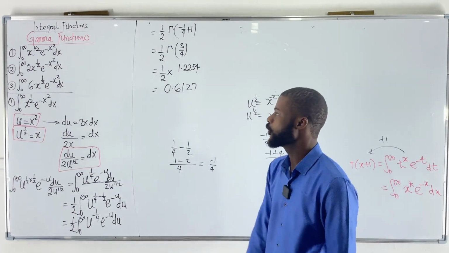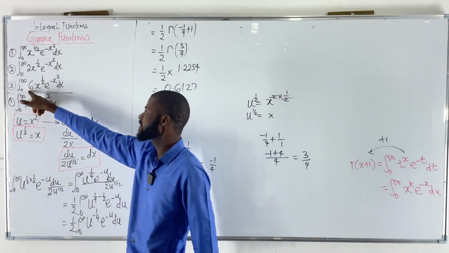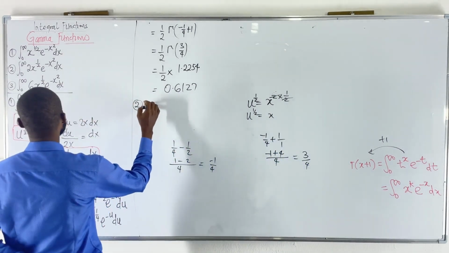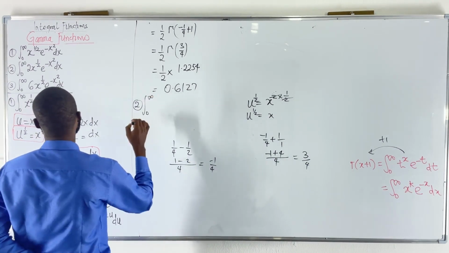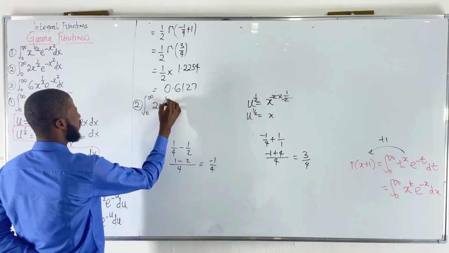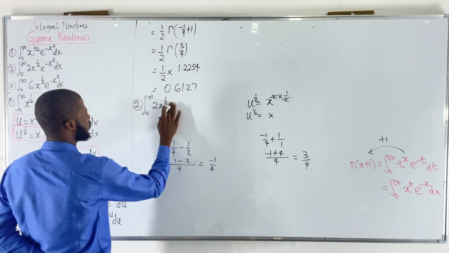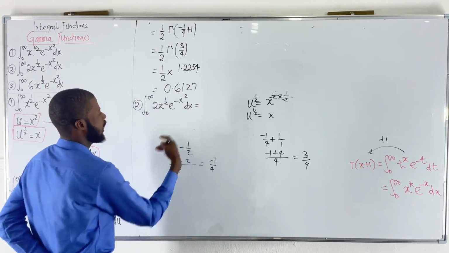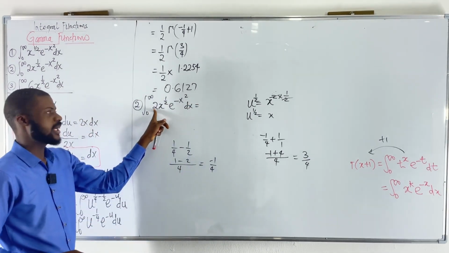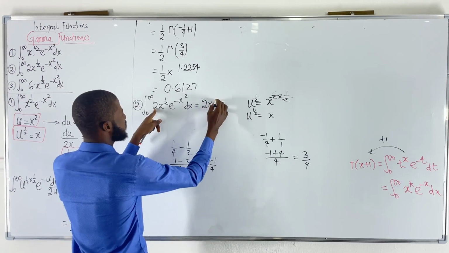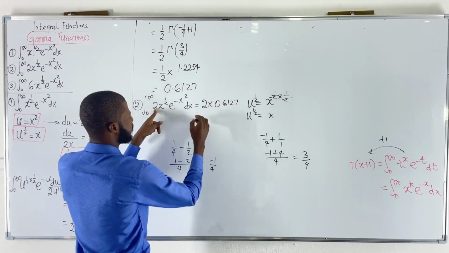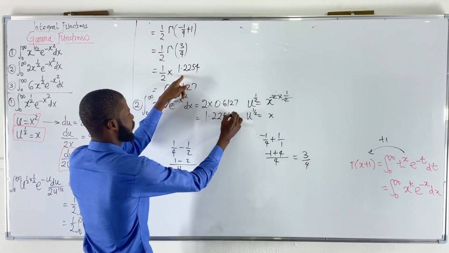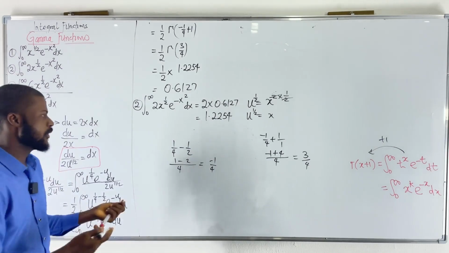But in the exam, you could be having the ones that have 2, the ones that have 6. So let us just do them. So this is question 2. Question 2 says the integral from 0 to infinity, 2x to the power of half, e to negative s squared dx. Like I said, the only new thing is there's a 2 here. So this is just 2 times 0.6127. So when I do this, this will just give me 1.2254. That's just what it's going to give to me, 1.2254.